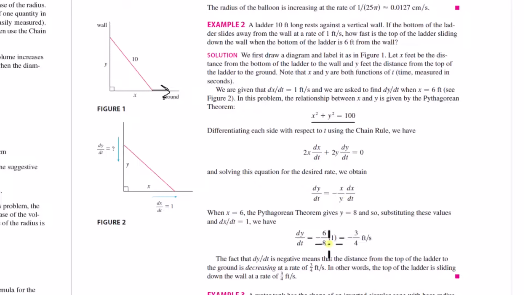So dx/dt, they plug in 1 here. And then for x and y, just put the value for x and the value for y at that point in time. So how can we solve for that? Okay, the ladder is 10 feet long. That doesn't change. We're solving for how fast the top of the ladder is sliding down the wall when the bottom of the ladder is 6 feet from the wall? So x is 6. So we can solve for y, and we get x and y.